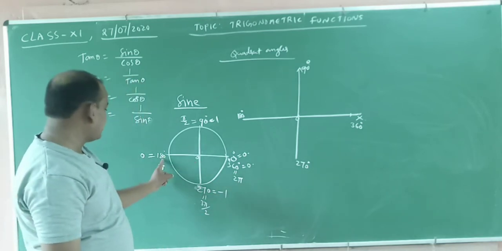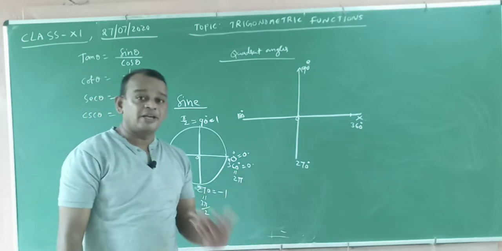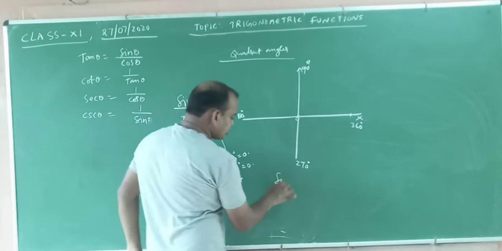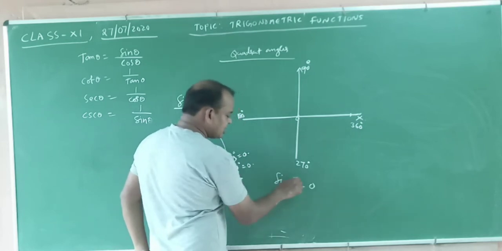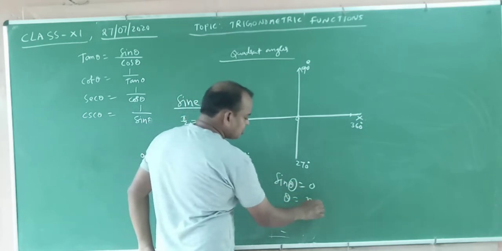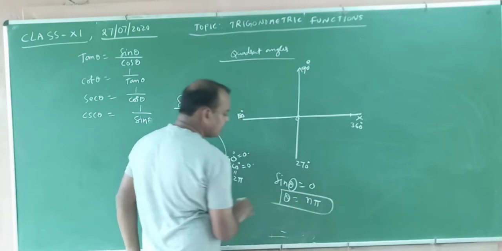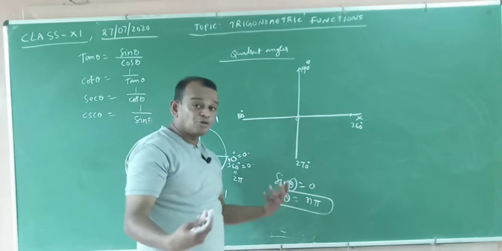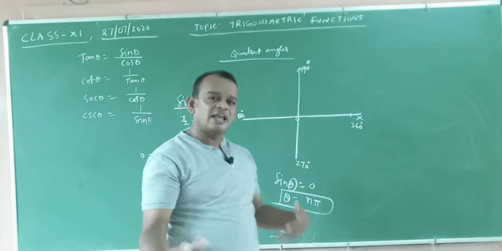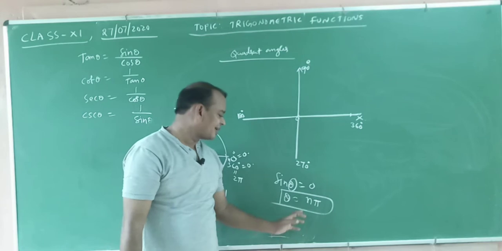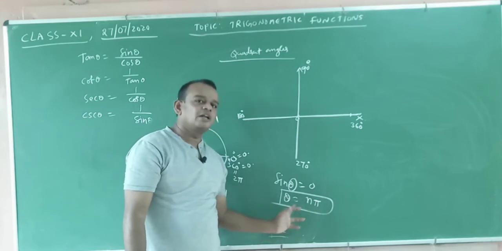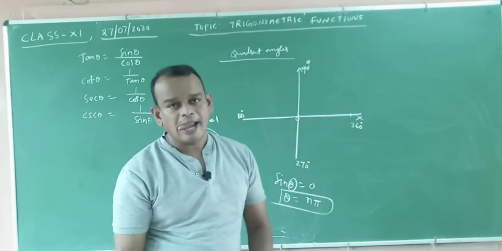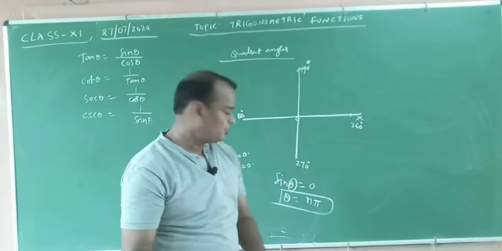Observe that sin pi equals 0, sin 2 pi equals 0, sin 3 pi equals 0, sin 4 pi equals 0. What is the meaning of that? It means that if the sine value is equal to 0, this theta value must be an integral multiple of pi. Take sin 100 pi, sin 200 pi, sin 1000 pi, sin 1 lakh pi, and it is always equal to 0. For integral multiples of pi, the value of sin theta must be equal to 0. Understood or not? You remember this one.